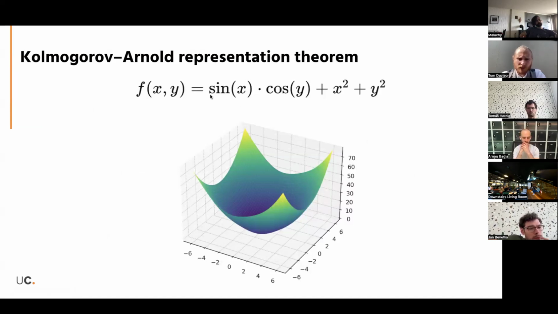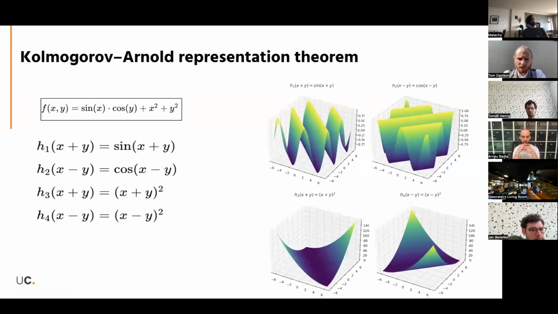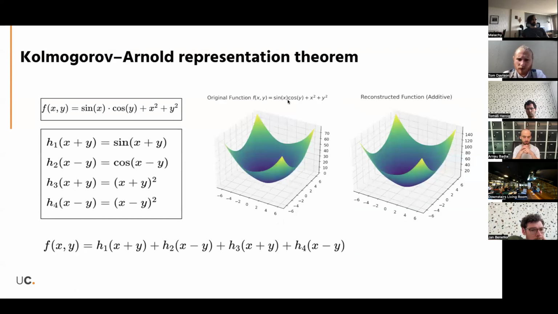Say we've got a simple function here, which is sine of x multiplied by cos of y plus x squared plus y squared. Now, this isn't hugely complex, but there is actually one complex element in here, which is the sine multiplied by cos. That's not actually a simple function to work with, but Kolmogorov showed that actually you can simplify this. So let's take only a sine function, only a cos function, and 2 squared functions. And these are the representative planes from those functions. And actually, if you sum those all together, you get the equivalent of the original function. They're exactly the same between the two.